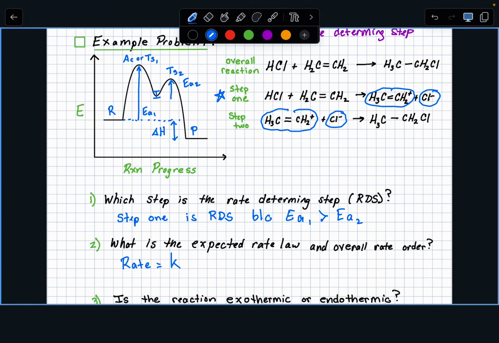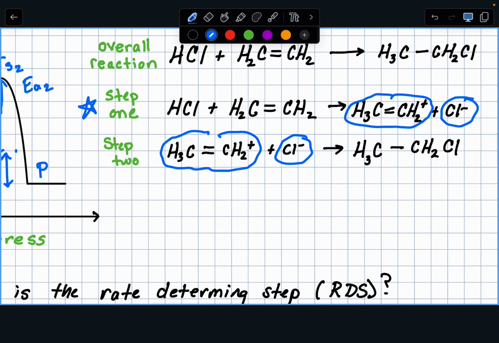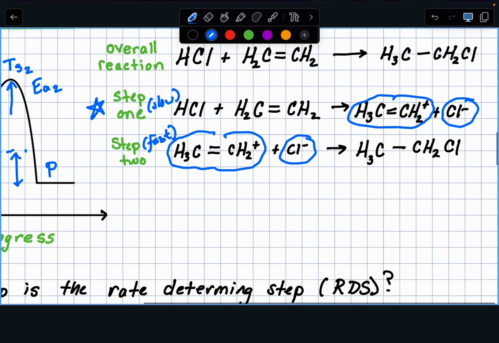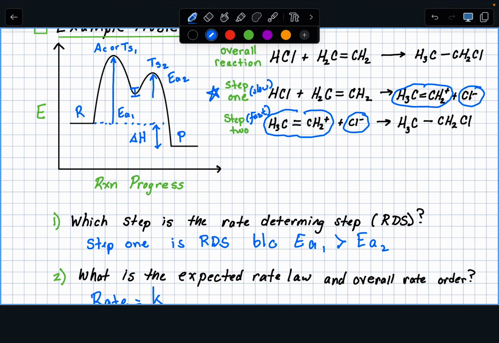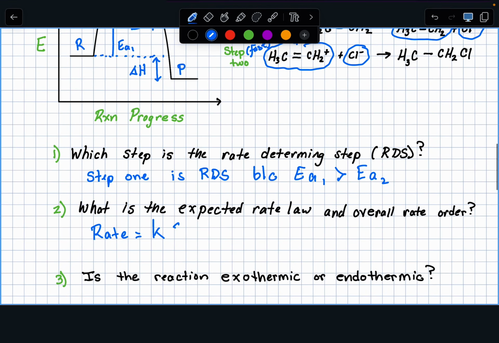Now in another section, it would actually say on the side, I'll put it right here, they would call this slow, and then they would say this is fast. But in this case, we didn't have that when this question started. We only had the graph. So then you're going to say rate equals k times the hydrogen chloride gas particle, and then the ethene particle.